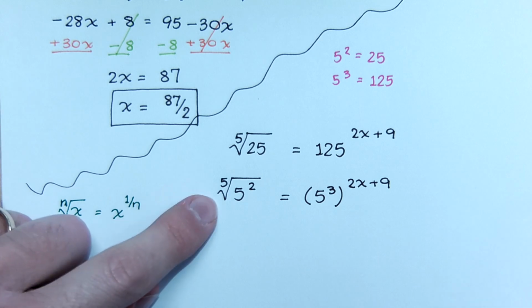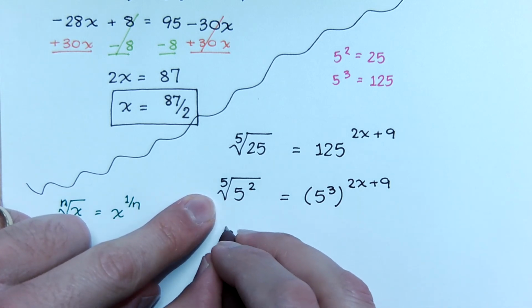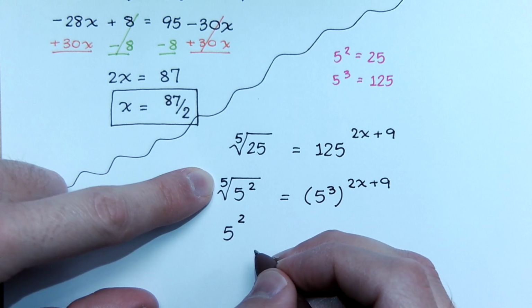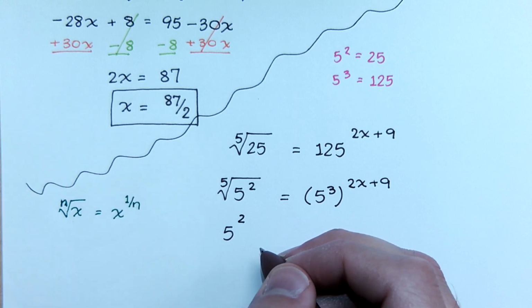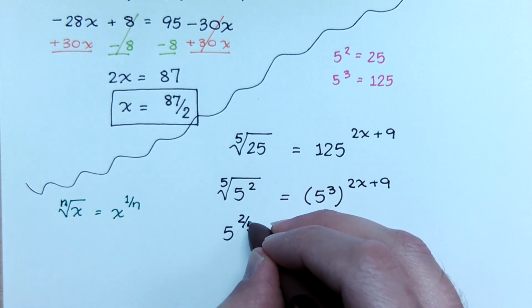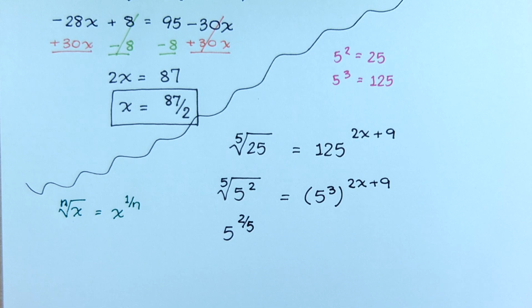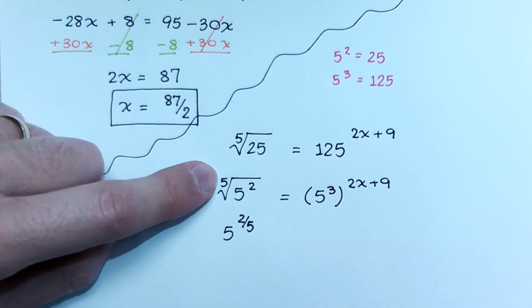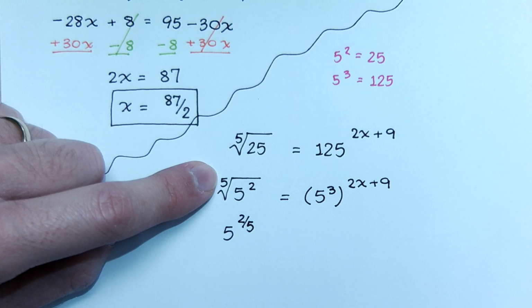So that means I can rewrite this and say this is 5 raised to the second, and what do I do with the 5? Where's the index go? It goes in the denominator of the power, so 5 to the 2 over 5. Right? So you still have the 5 squared for the 25. The denominator of 5 right here matches up and corresponds to the index of your radical.